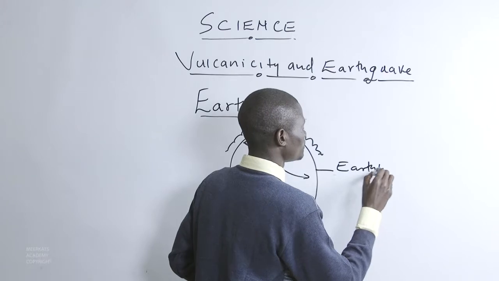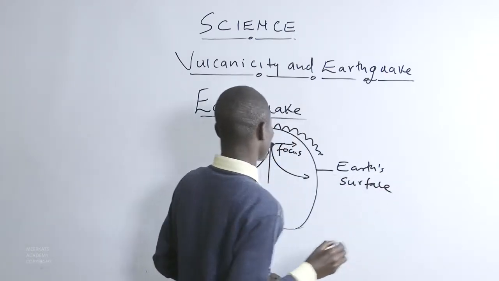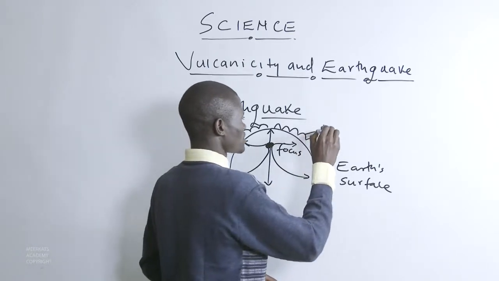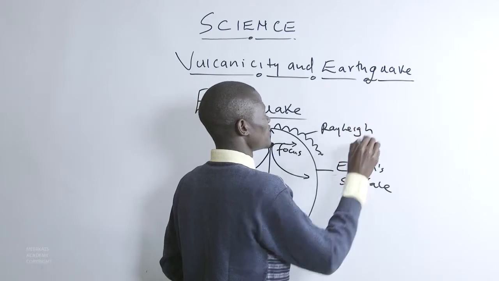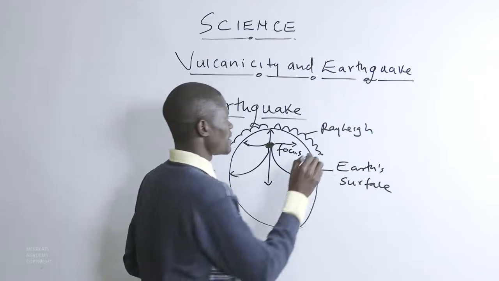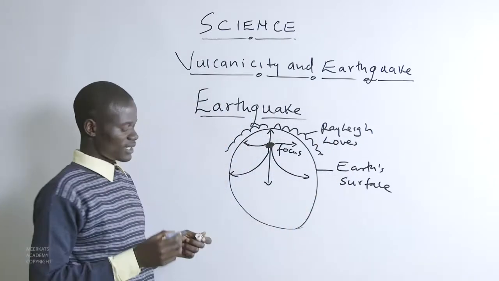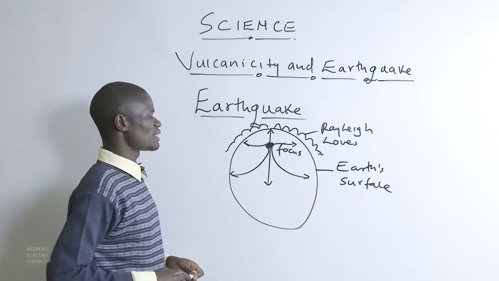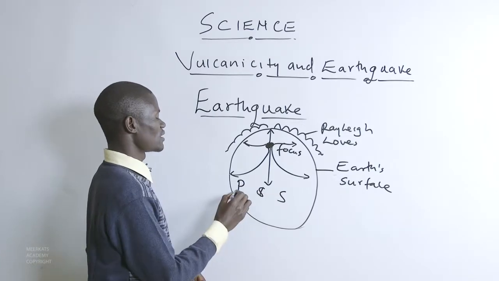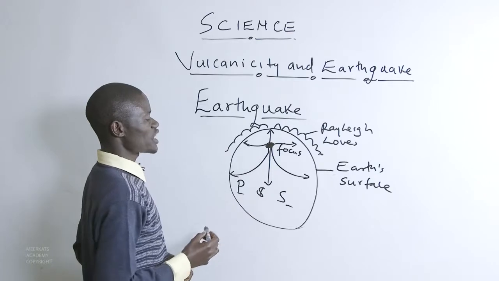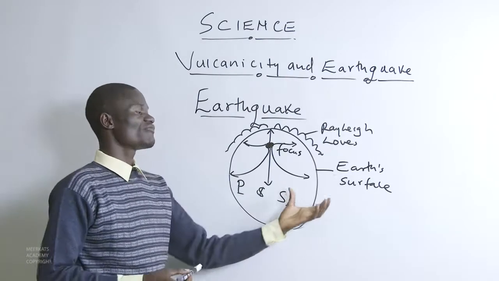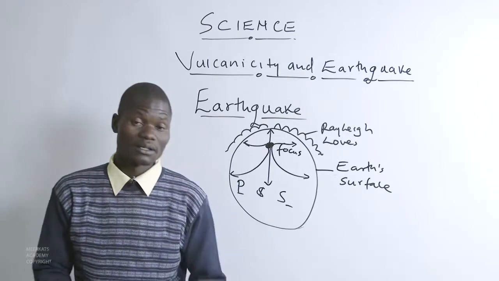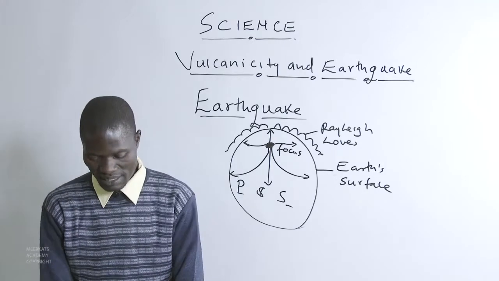And as a result of that, they will be causing some shaking and vibration on Earth's surface, and these are what we call the Rayleigh waves. The Rayleigh waves are also accompanied by Love waves. These are the ones found moving on Earth's surface, whereas we also have the primary and secondary waves, the P and S. The primary and secondary waves normally strike the crustal rocks as they move, causing vibration within the crustal rocks, and as a result they cause vibration of the earth crust.